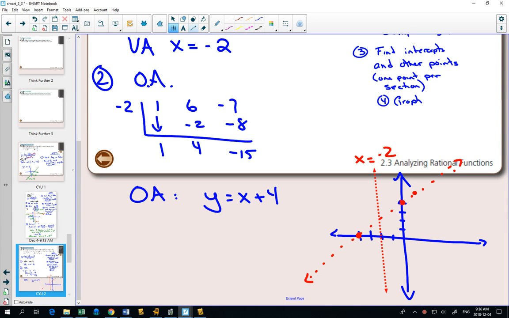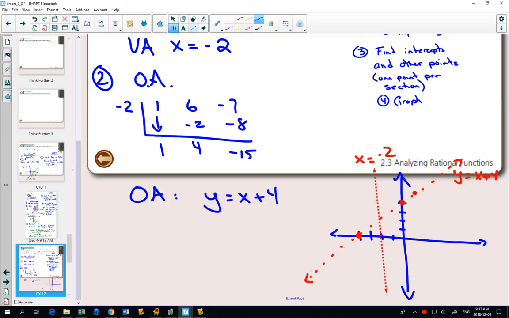Draw your oblique asymptote and label it. Again, it's really nice to have a red pen for all of your asymptotes. It keeps things clear in your graphs. It helps remind you that you have to draw your asymptotes with a dotted line because you've taken out a special pen.